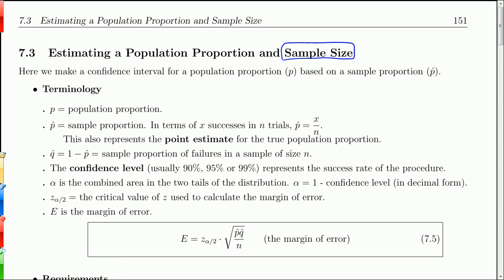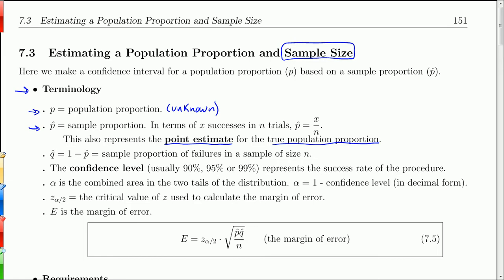All right, so here's the terminology. P with no hat, just a small p, will be the population proportion. That is unknown, right? That's what we're trying to estimate. P hat, the sample proportion, is the point estimate for the population proportion. So if I get a sample proportion, that is what I call the point estimate. But we're going to do better. We're going to create an entire interval estimate.